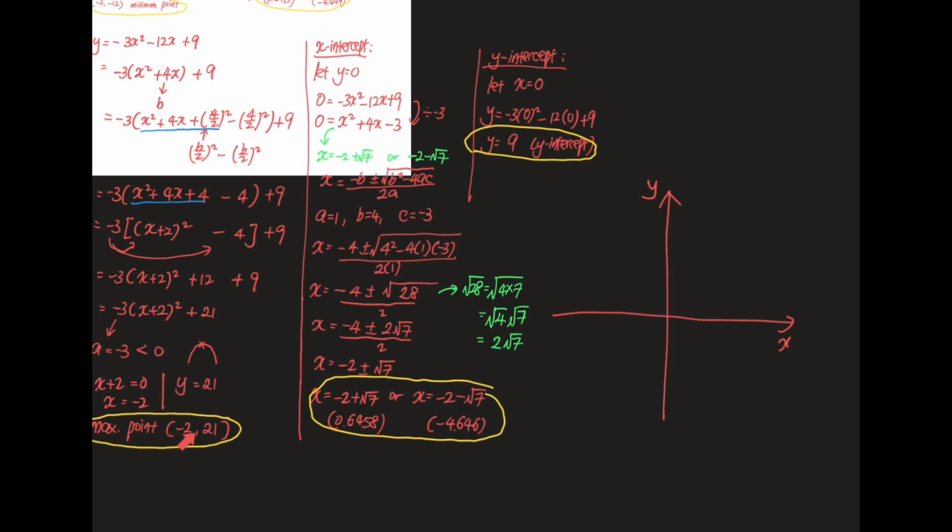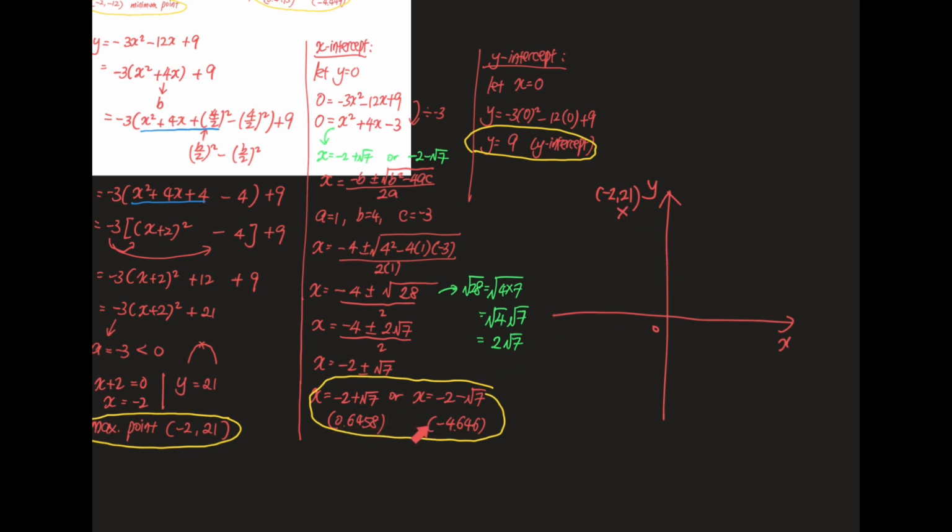X, Y. So first we look at the maximum point. The maximum point is (-2, 21). So minus 2 is on the left-hand side of the origin, and 21 is up here. So (-2, 21) is around here. Then we know that our graph is a sad face graph, which is this kind of shape.